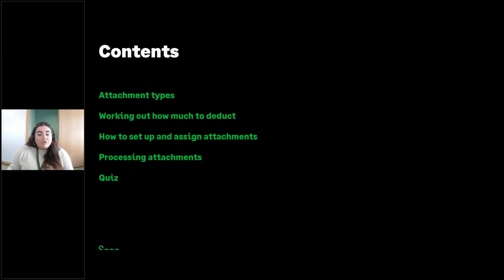So we'll begin with an introduction to attachments and the different attachment types that can be set up in Sage 50 Payroll. We'll then talk about working out how much to deduct, so whether that's a specific amount or a calculated amount from the attachment tables. Then we'll see how to set up and assign attachments to your employees, processing attachments, and a little look at how they show on payslips and another report as well. And we'll finish with an optional quiz to test your knowledge at the end as well.